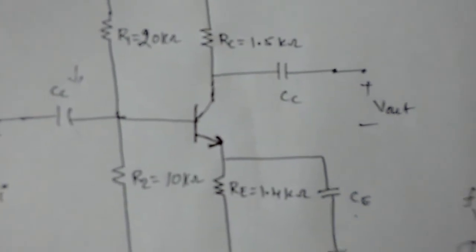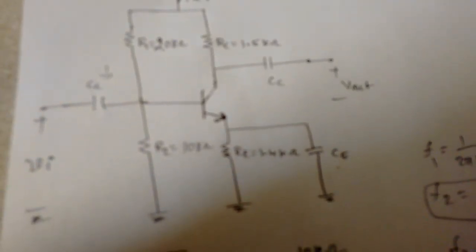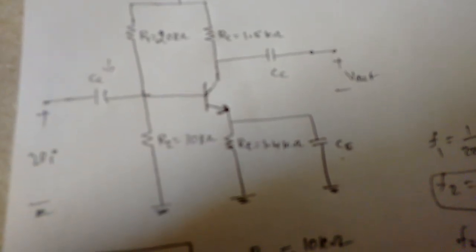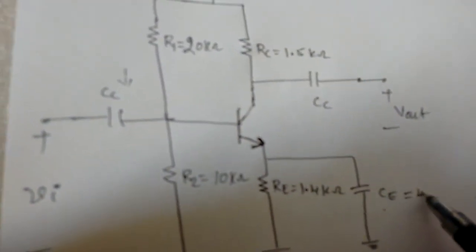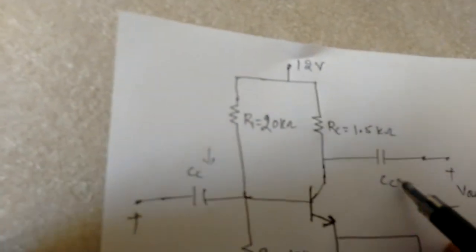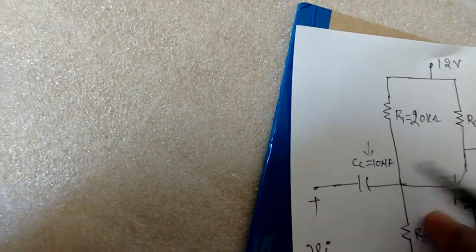Now for that reason, I am assuming both coupling capacitors are equal. So I am assuming 10 microfarad. And CE I am assuming greater than this, so we can assume 50 microfarad or 40 microfarad. So this CE I am assuming 40 microfarad, the CC 10 microfarad, the other CC also 10 microfarad.